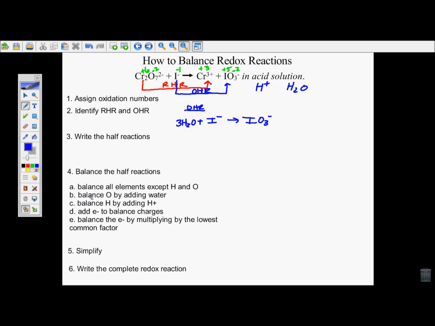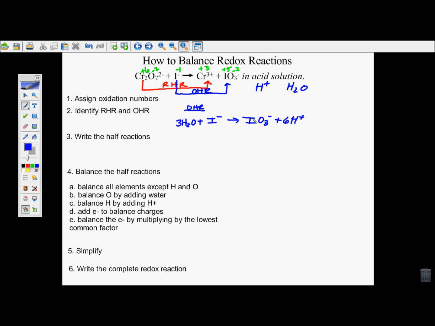All right. 4C is to balance the H's by adding H pluses, because now that we have water over here, we have to balance our hydrogen. But since it's in acidic solution, we have all these H pluses floating around. So 3 waters means 6 hydrogens. So you'll add 6 H pluses over here.